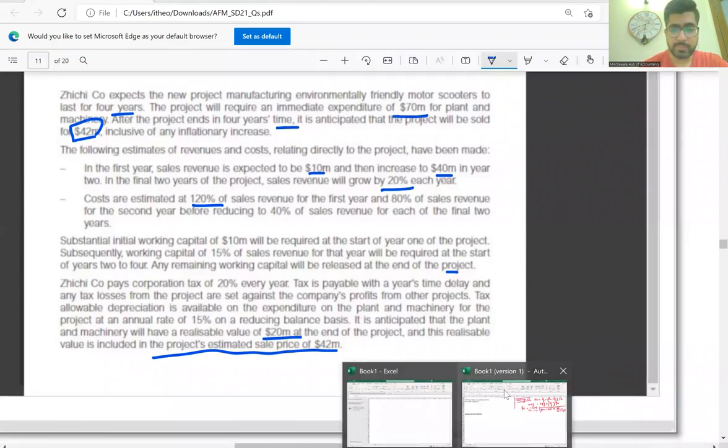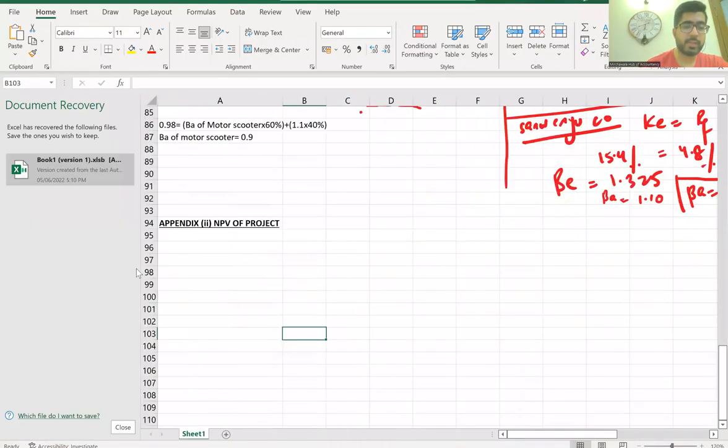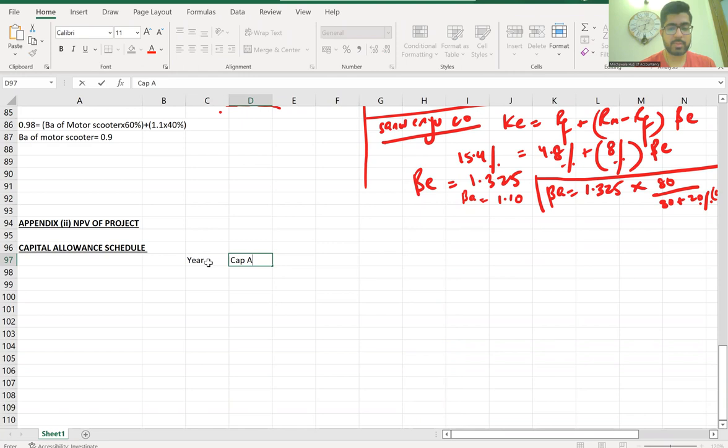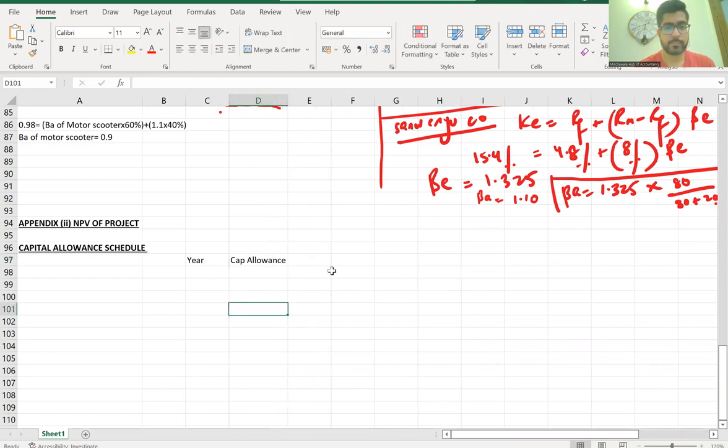So if you remember, and specifically the students who have studied from me or taken my classes, remember when we were calculating NPV, the first thing which I told you all was to make a capital allowance schedule. Remember, the first thing was the capital allowance schedule. Now, the capital allowance schedule was made like this: we make three columns, year, then capital allowance, and then tax savings at whatever the tax rate is. I think it's 20%. So first we have to make a capital allowance schedule.